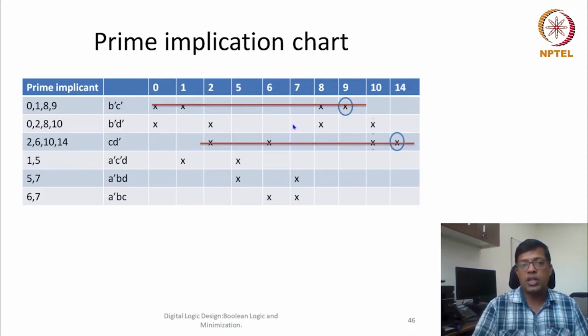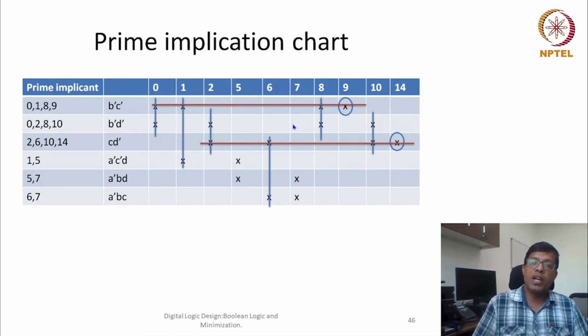We can also put a horizontal line: 10 we have taken care of, 8 we have taken care of, 6 we have taken care of, 2 we have taken care of, 1 and 0 also we have taken care of. So what crosses are left? Those min terms also need to be covered. We see 5 and 7 are the two min terms left. What is the best possibility? Just by looking at it, we can say that for 5 and 7, this particular implicant is a better possibility, because by including only one prime implicant, both these terms could be covered.